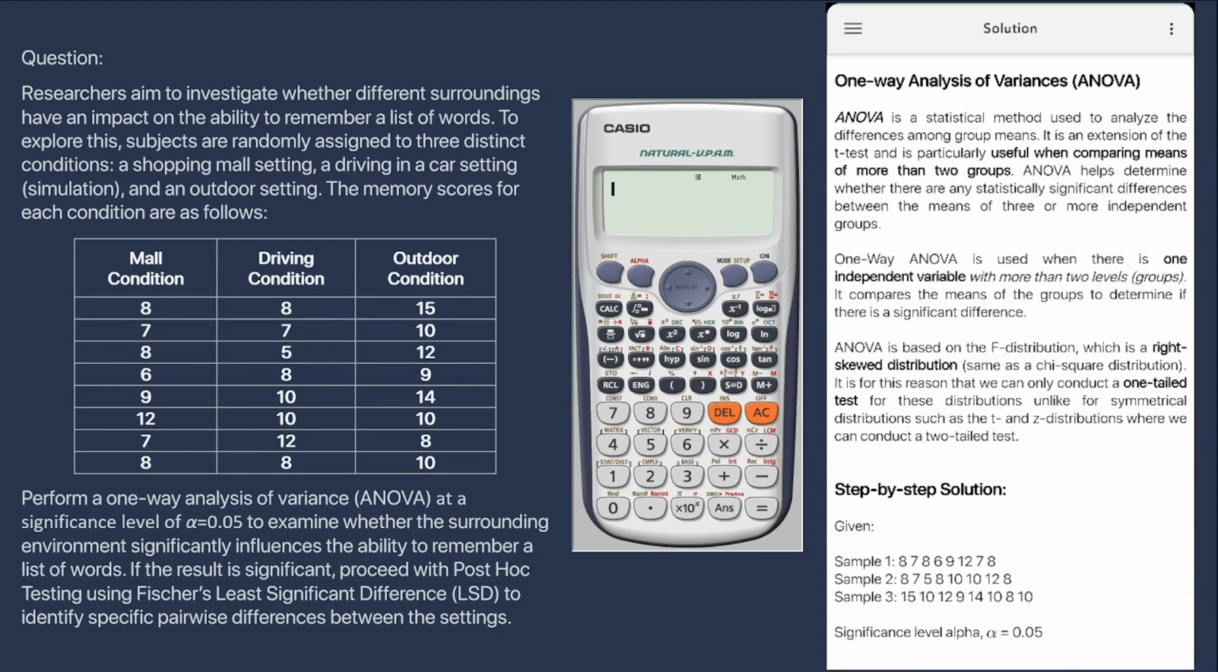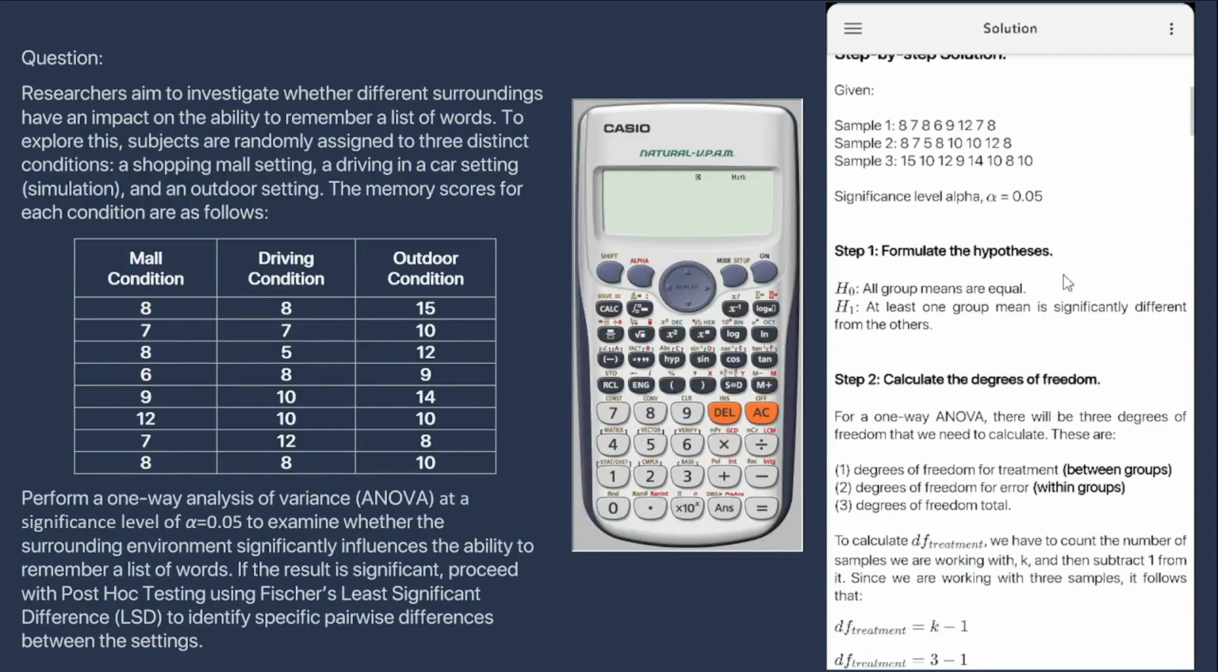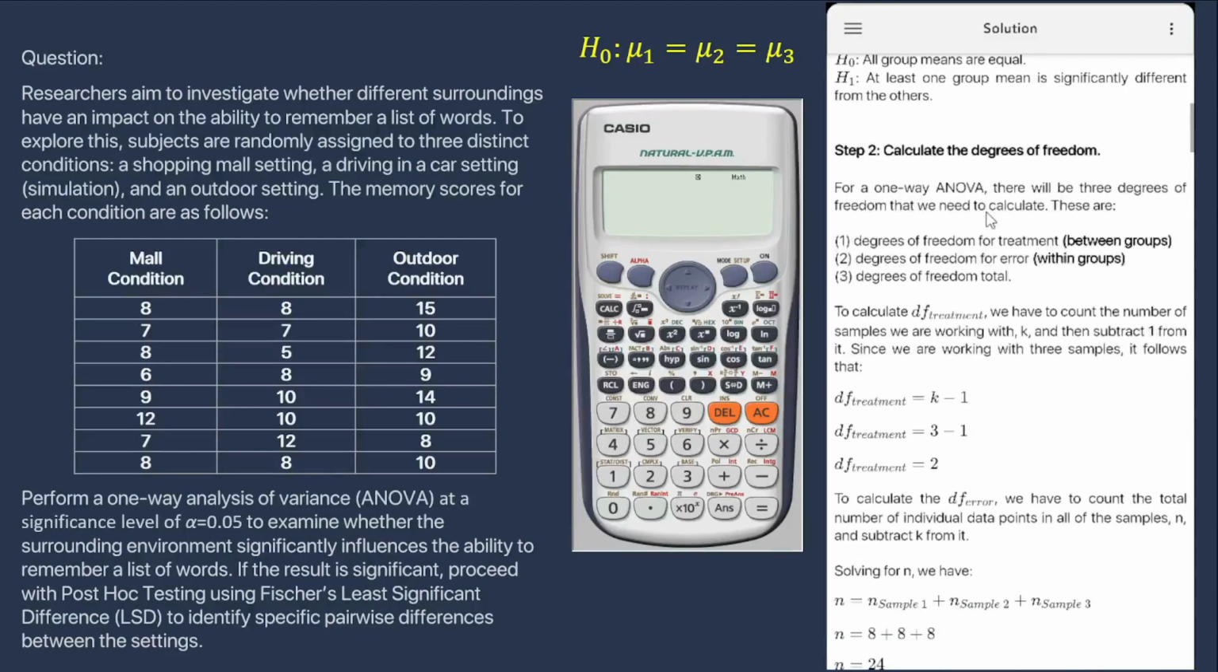Here, we will be presented with a brief description of what a one-way analysis of variance is, followed by a summary of the given datasets. For step 1, we formulate the hypothesis. The null hypothesis H0 states that all group means are equal. In symbols, this can be written as, since we are comparing three samples. On the other hand, the alternative hypothesis H1 states that at least one group mean is significantly different from the others.